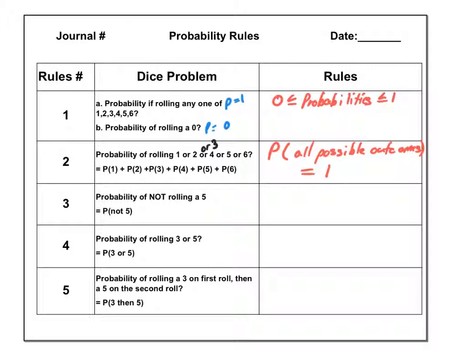What is that last bit say? Is it all possible? Probability of all possible outcomes. Sorry about that. I forgot to write in 1 here.